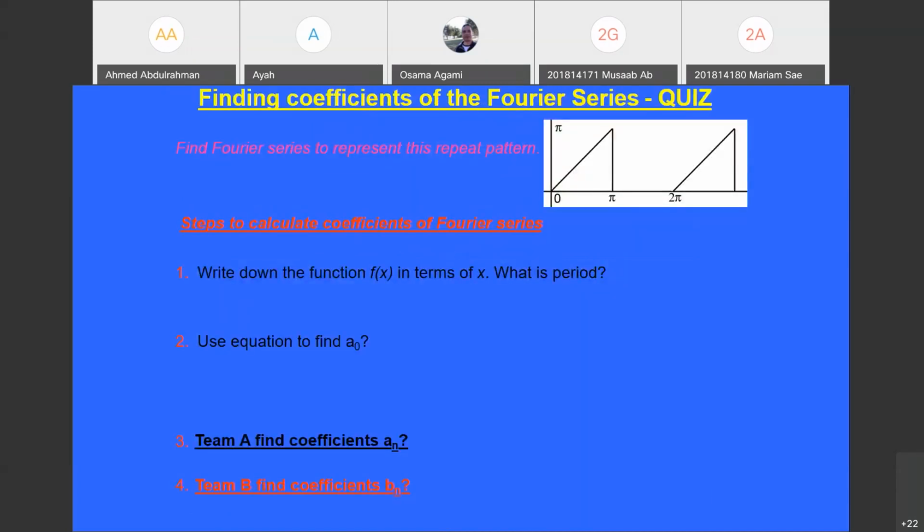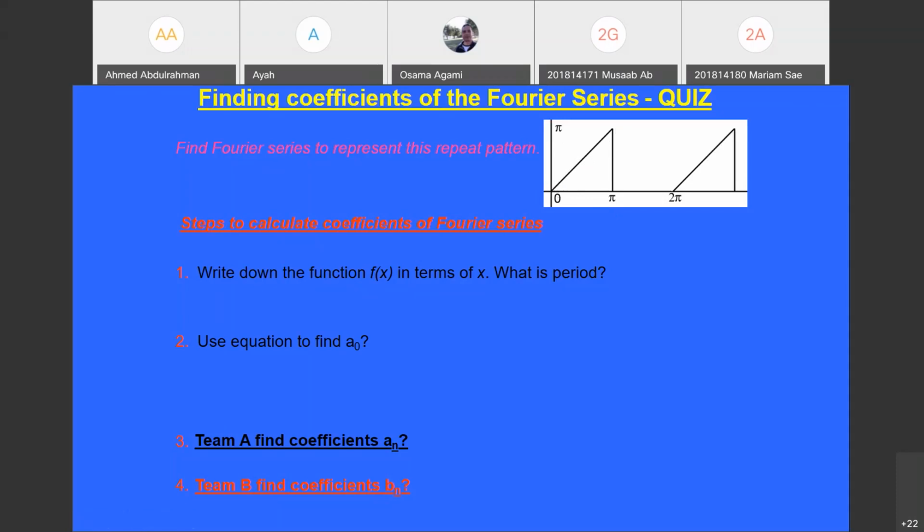Let's go for the female, please. You have this function, which is periodic. The period is 2 pi. From 0 to pi has the line y equal to x. How do I know that the function is y equal to x? Because I know when x equals pi, y equals pi, which is fair enough to say this line is described by y equal to x.